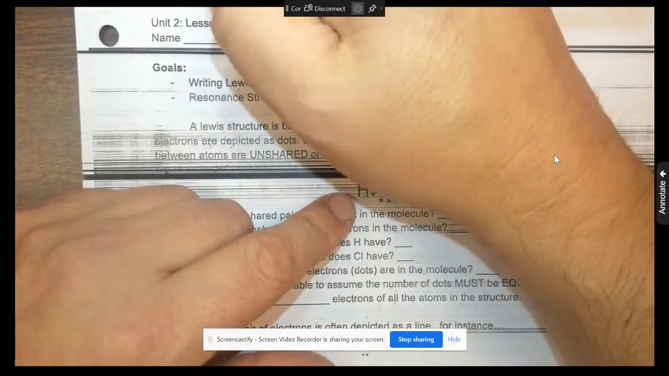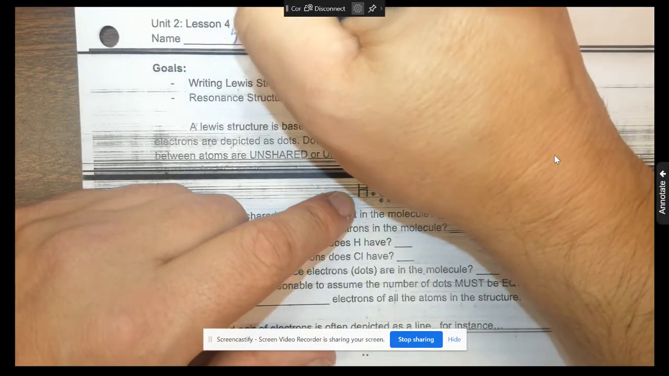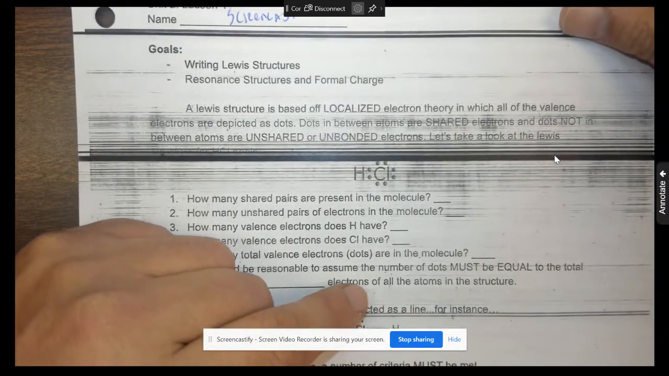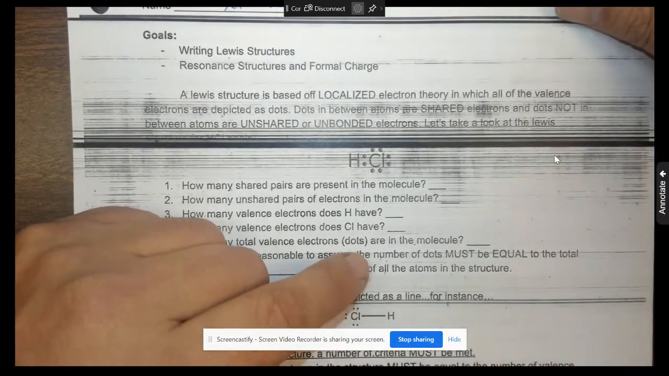All right, so anyway, this is just going to be our screencast. That'll be my name, Screencast. All right, so let's just get straight to it.